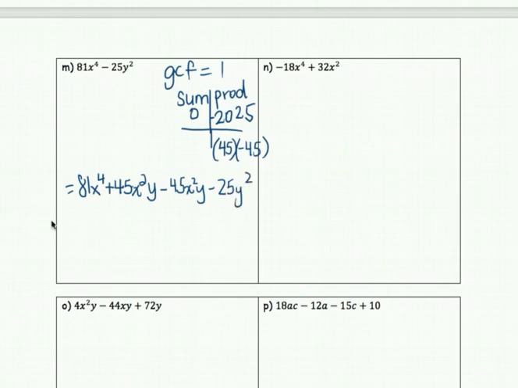Okay, so from there, now we are going to factor by grouping. Okay, so 81 and 45 have a 9 in common, and both have an x squared that they can give up.